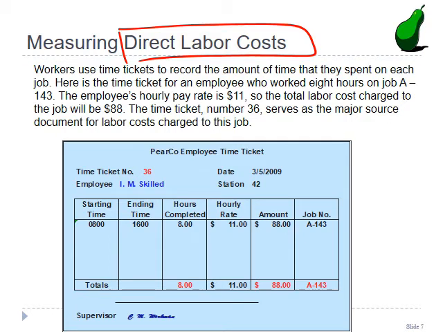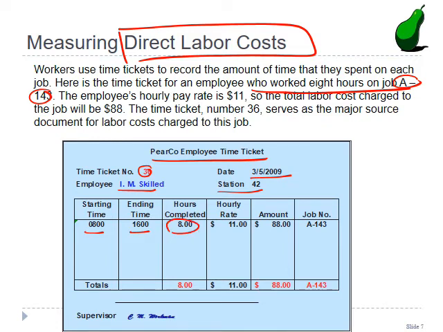Okay, let's move further, and that is measuring the direct labor cost. Here workers use time tickets to record the amount of time that they spend on each job. Here is the time ticket for an employee who worked 8 hours on job A143, which is making the wooden cargo crates. This is the Piersco company time ticket. Here is the number of the time ticket. This is the employee name, date, and station where he is working. He started work at 8 and ended at 16, which is 4 o'clock.